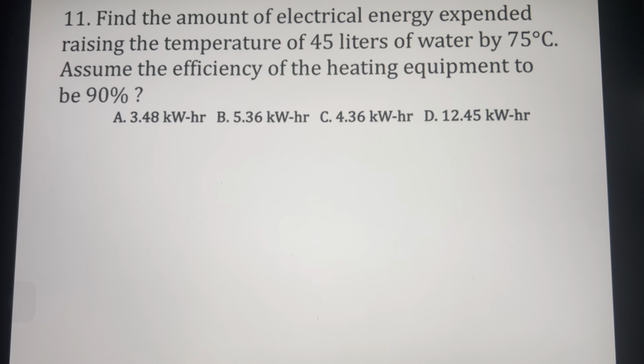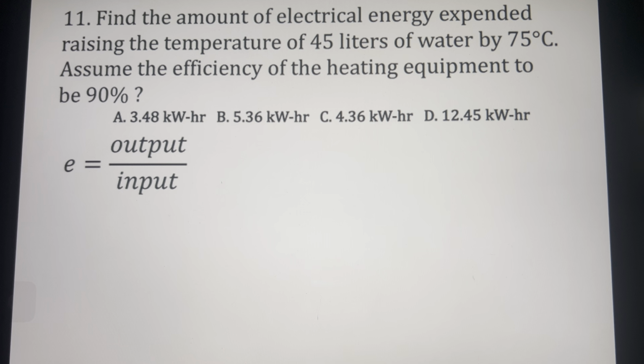As we all know, efficiency has a general formula of output over input. So in this case, the electrical energy is the consumption or the energy consumed by this heating equipment. So that is actually our input. So we are asked here to find the input. So manipulating this particular formula, it will be input is equal to output divided by efficiency, where efficiency is given, that's 0.90.